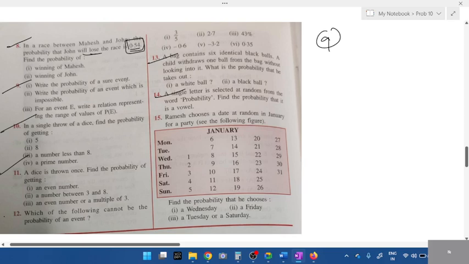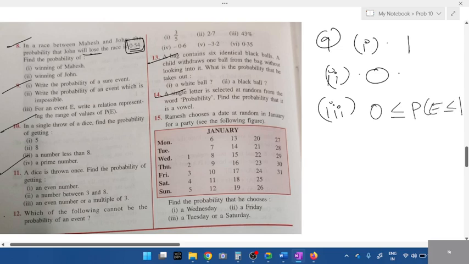What is the probability of a sure event? Probability of a sure event is 1. What is the probability of an impossible event? Be quick. Yesterday I taught you all, 0. Third one, for an event E, what is the relation representing the range of value of P of E? 0 less than or equal to P of E less than or equal to 1. This is the answer for the ninth one. For a sure event it is 1, for an impossible event 0, and for P of E this is the relation.